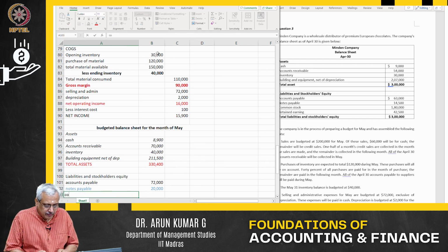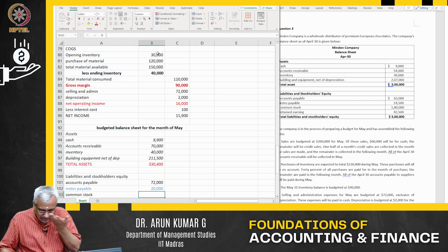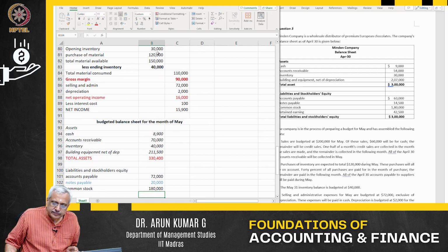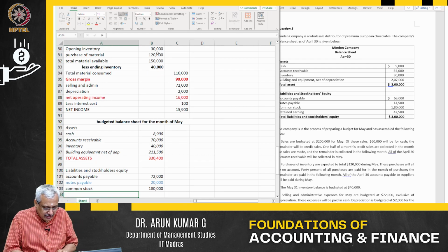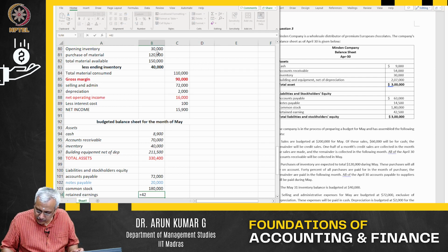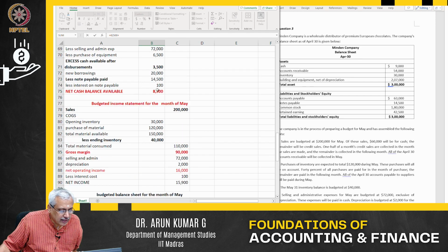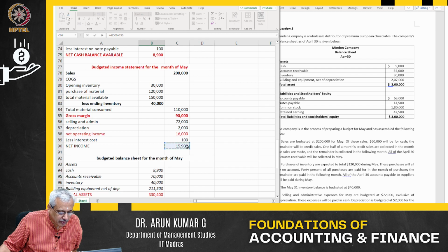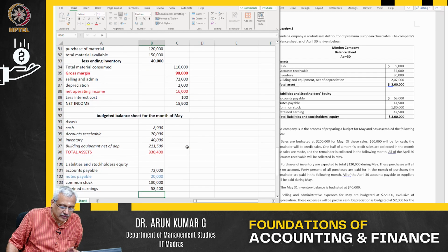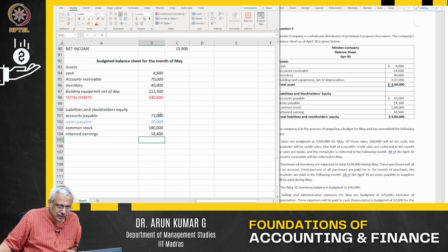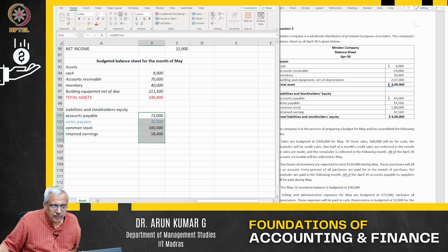What is the common stock? Common stock in this particular case is 1,80,000. What is my retained earnings? It was 42,500 plus I made a profit of about 15,900 this year. So let us look at 58,400 in this case. I am just going to look at the total of this. Is it the same or not? Let us see. It is basically exactly the same out there.